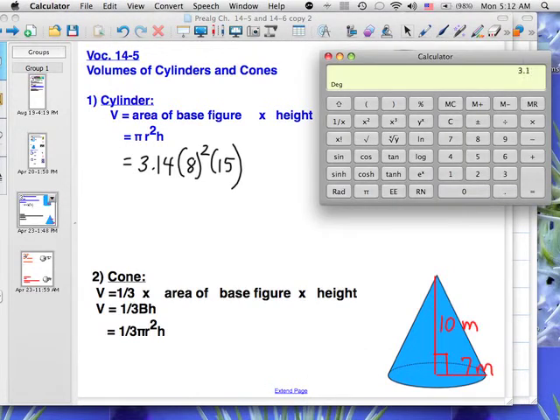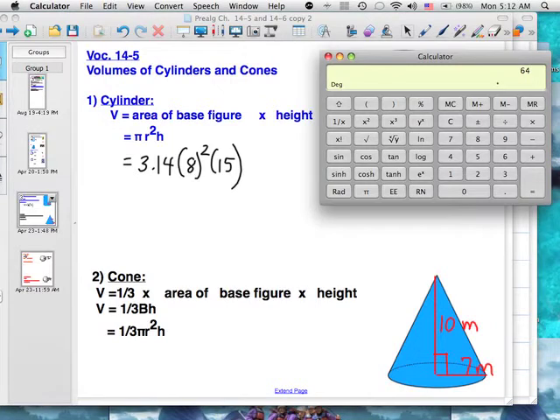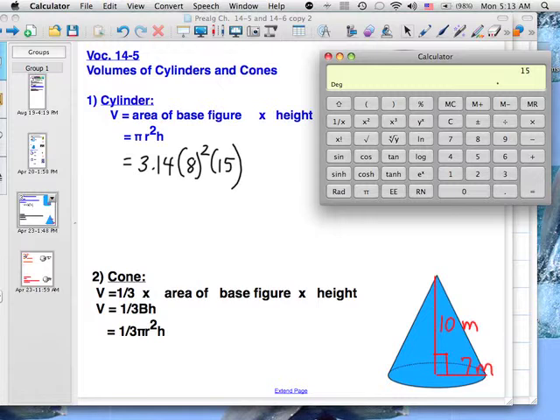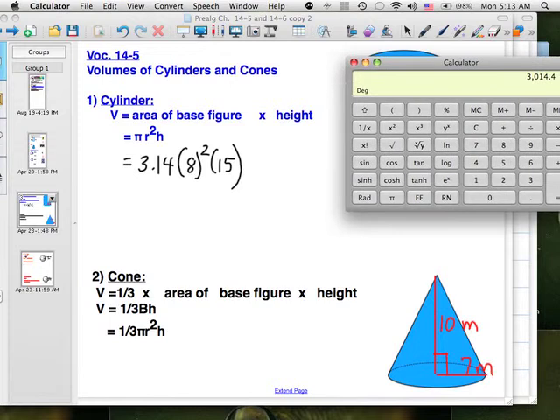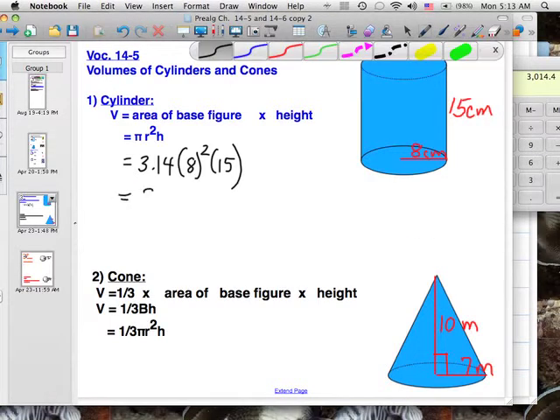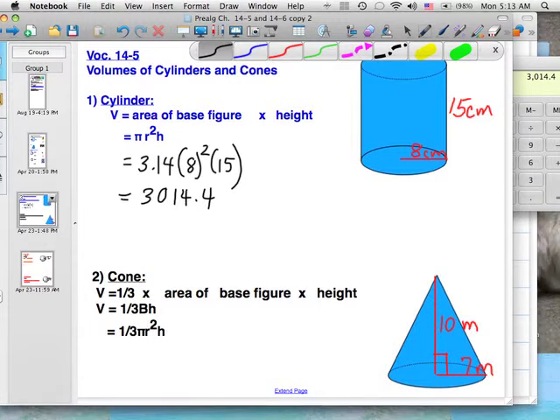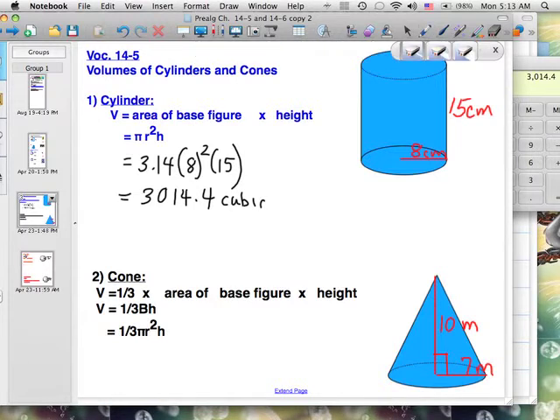You take 3.14 and then you times it by 8, and it has to be squared first, times 15. And we get 3,014.4, and this is volume, so it's how many little cubes you have inside, so it's the cubic units. In this case, centimeters cubed.